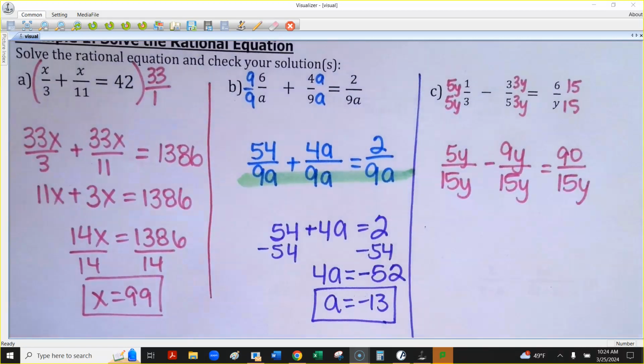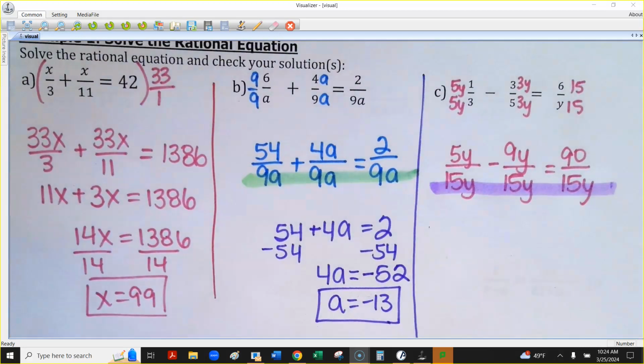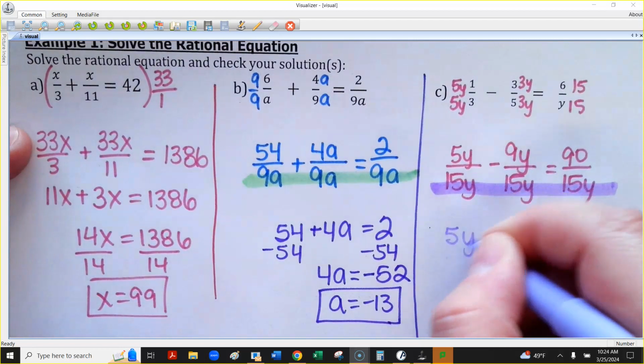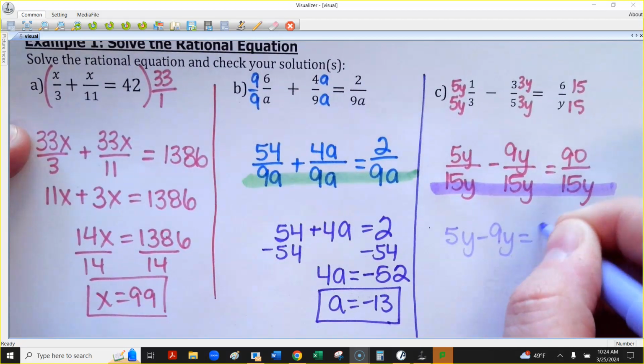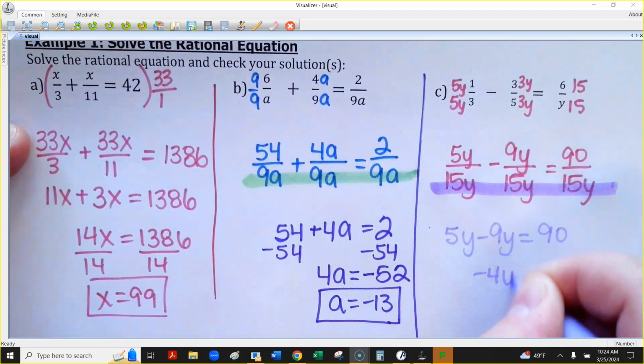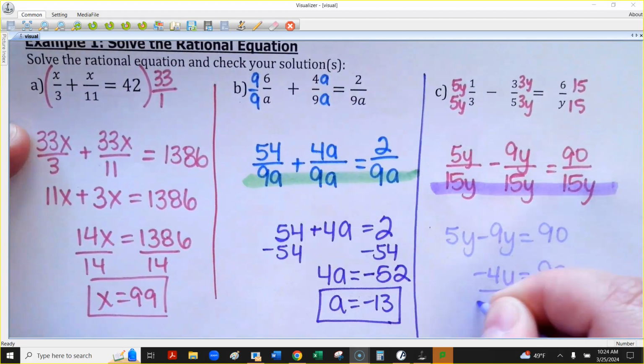If you can make all those denominators match, if I actually subtracted that, the denominator would be the same. So you could literally just cross it out and just focus on the numerator to solve that problem. So you would have 5y minus 9y equals 90. So it would be negative 4y equal to 90, and you're just going to divide by negative 4.